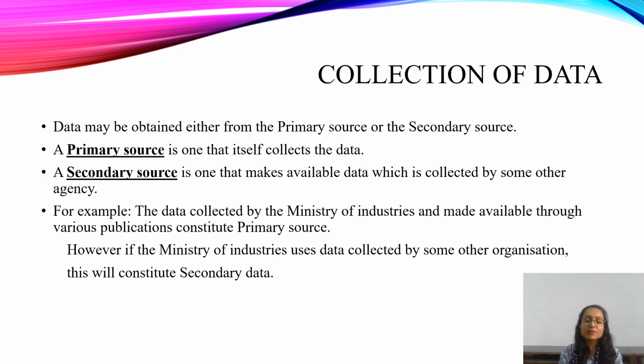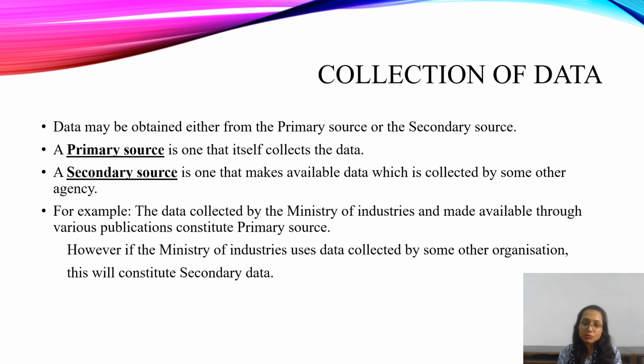In the last class, we were discussing data and the classification of data. So basically, we studied four classifications, right? Now, before classification, before bifurcation, firstly we have to collect that data, right? So how do we collect any kind of data? Data may be obtained either from the primary source or the secondary source.